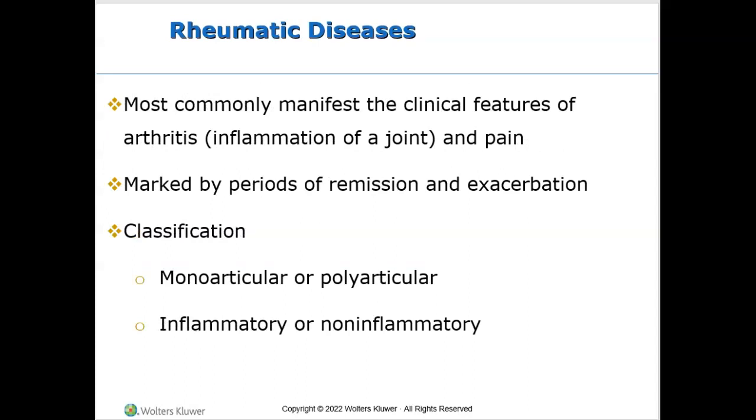So they mostly do manifest as rheumatoid arthritis, or RA. It's an inflammation of the joint. It breaks it down. And they have periods of remission and exacerbation. This is different from OA in that way, because OA starts slowly and advances over time, and it doesn't really go away.